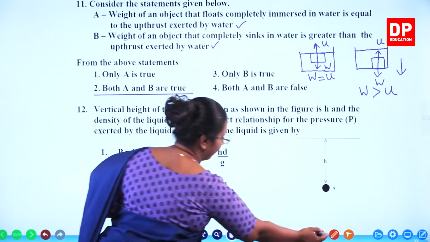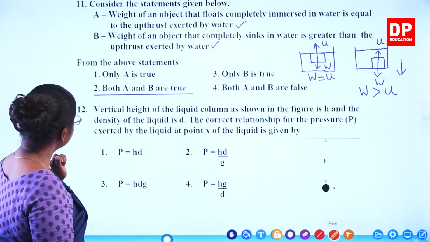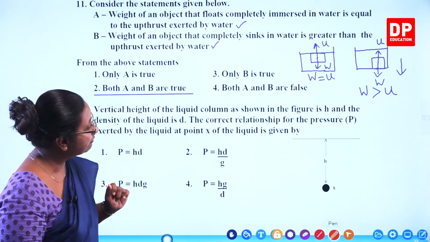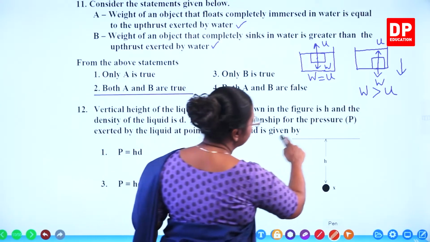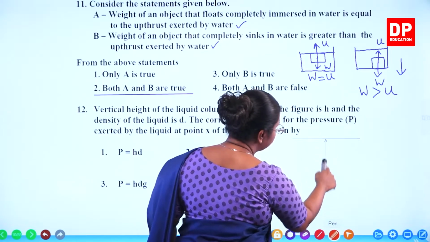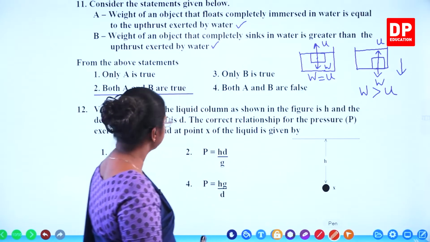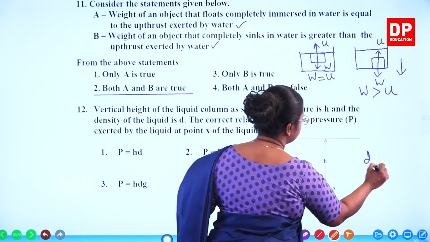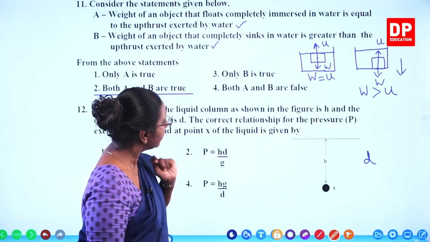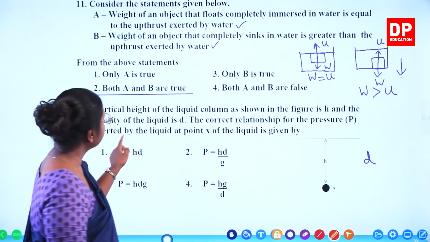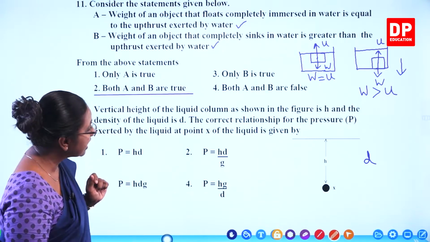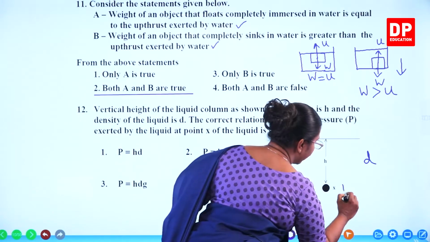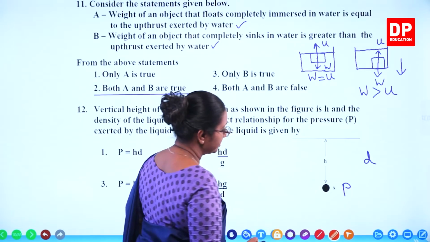Question number 12. In question number 12, vertical height of the liquid column as shown in the figure is h. So, here the figure is given to you. Vertical height of the liquid column is h and the density of the liquid is d. So, here density is d. The correct relationship for the pressure exerted by the liquid at point x of the liquid is given by. So, here they want you to find the pressure exerted at point x.